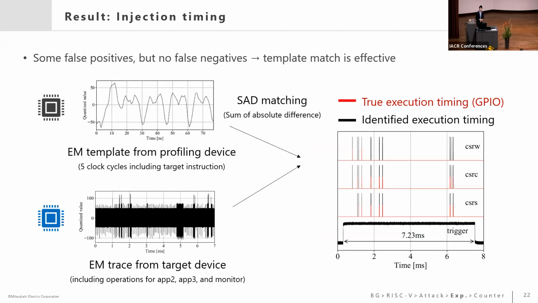Next is the injection timing. The left figure shows an EM template from the profiling device and an EM trace from the target device. We applied SAD matching and succeeded in extracting the execution timing. The red color means the true timing, and the black color means the identified timing. This indicates there are some false positives, but no false negatives. So our approach is effective and works.